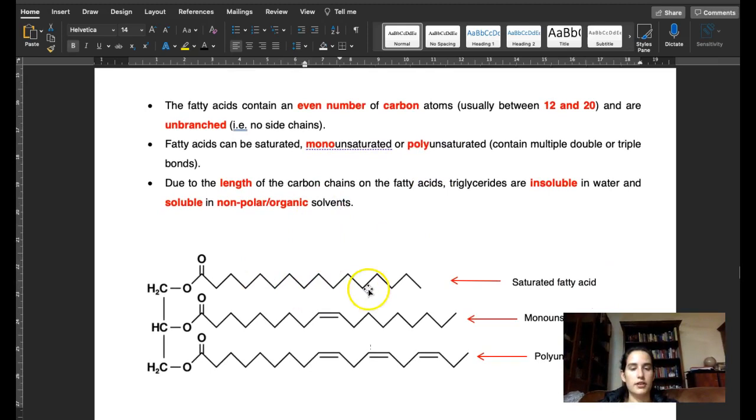Now, this hydrocarbon chain, as we talked about before, often has between 12 and 20 carbons. So therefore, they have this long hydrocarbon portion. That's the dominant structural feature of this molecule, and therefore they are insoluble in water. Now, as you can see here, we've got a triglyceride, and it's been formed by a reaction between a saturated fatty acid with no double bonds, a monounsaturated fatty acid with 1 double bond, and a polyunsaturated acid with 3 double bonds.